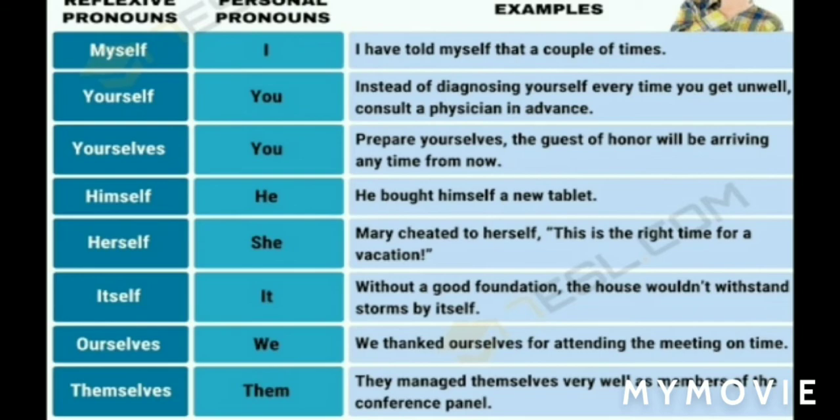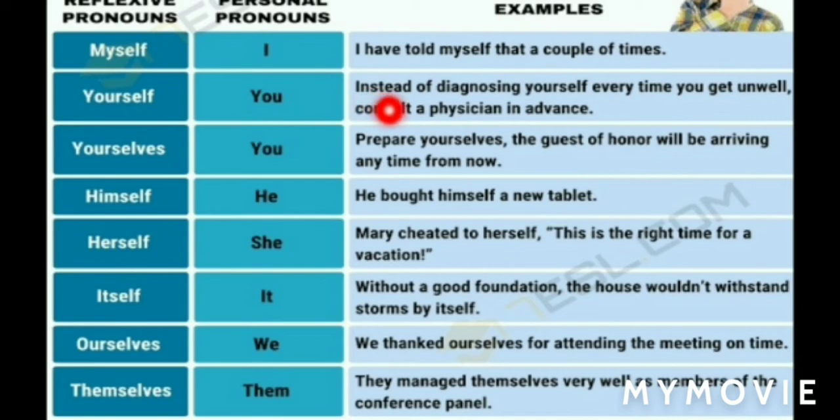Examples. You see, this column is for reflexive pronouns, this is for pronouns, and these are the examples. I have told myself that a couple of times. Now, I is the subject and myself refers to the same subject. And remember whom, so this is your reflexive pronoun. Because it's an object in the sentence, because it is answering whom. So, this is the example of a reflexive pronoun.